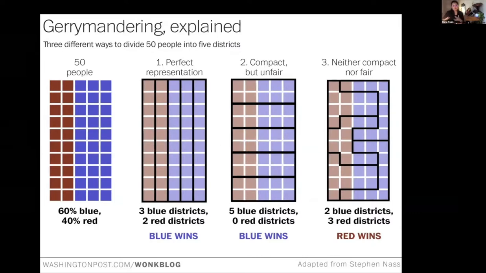But in the third chart, which is the gerrymandered chart, neither compact nor fair, you start to see how the 2 districts on the most right that have the most blue have been shimmied over to only have 1 red square, and then the other 3 districts have the most red in them. So in this scenario, by the way that it has been cut up and rejiggered, the red wins.